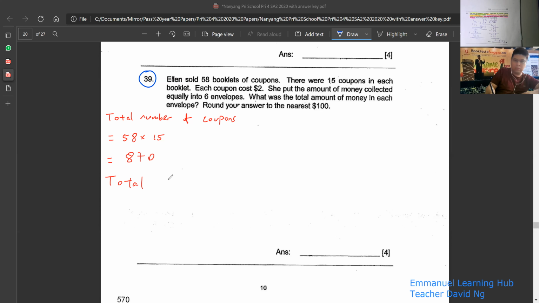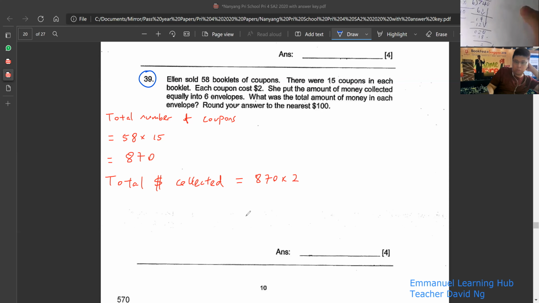0 plus 0 equals 0. And 7 plus 7 equals 14. Then 4 put here, then 1 is on top. 8, 16. Oh, it's 1740. Yes. The 1 is very small. See?